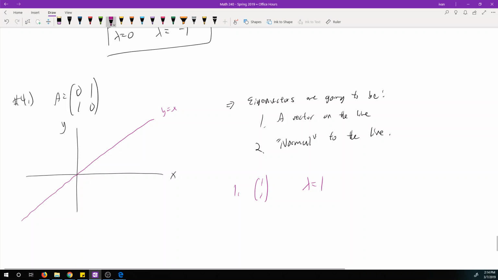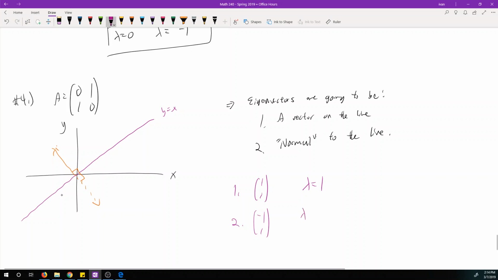And then you want to find the normal to the line. So if you have this vector right here, that's perpendicular, and then you reflect it over the line, that just becomes a stretched version of itself, but in the opposite direction. And so what is that? Well, just find the perpendicular vector to (1, 1). And so in this case, I think it's (-1, 1), right? Or (1, -1), they both work.